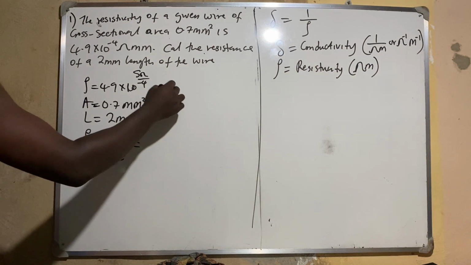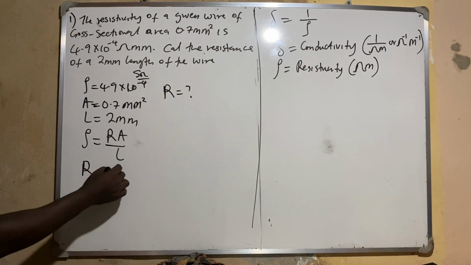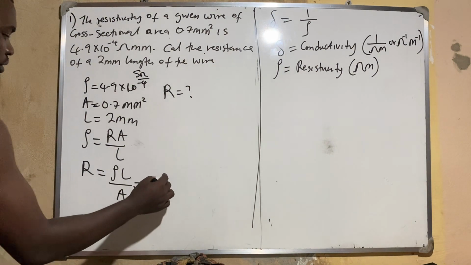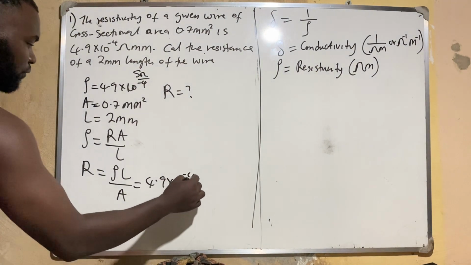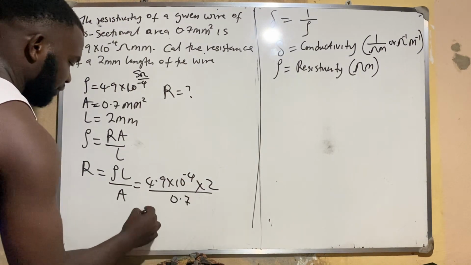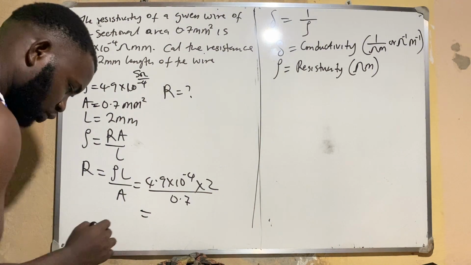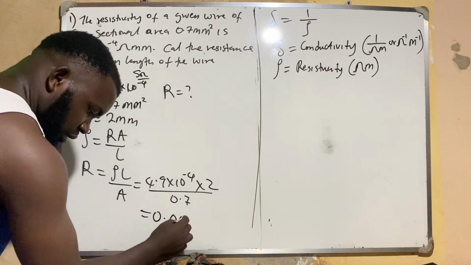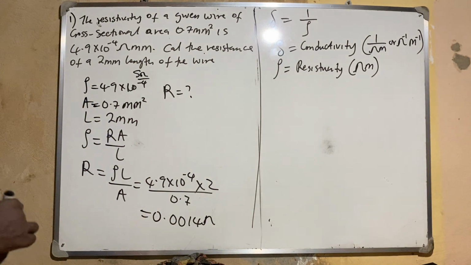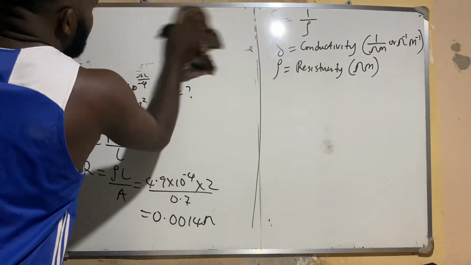I am looking for R, which is unknown. If I make R the subject of the formula, I have resistivity times L over A, which is 4.9 times 10 raised to power minus 4 times 2 divided by 0.7. If you do the mathematics, you will have 0.0014 ohms. Very simple question. We move to the next question.